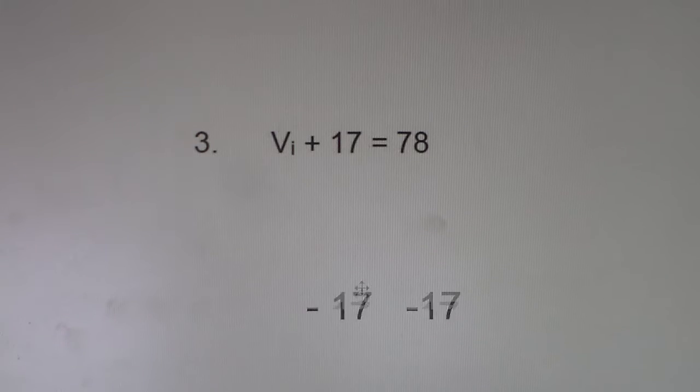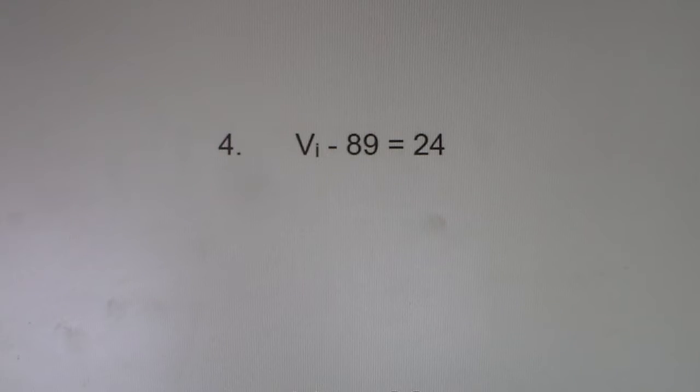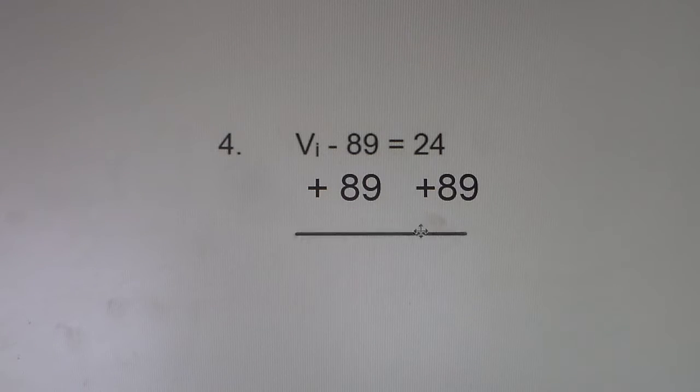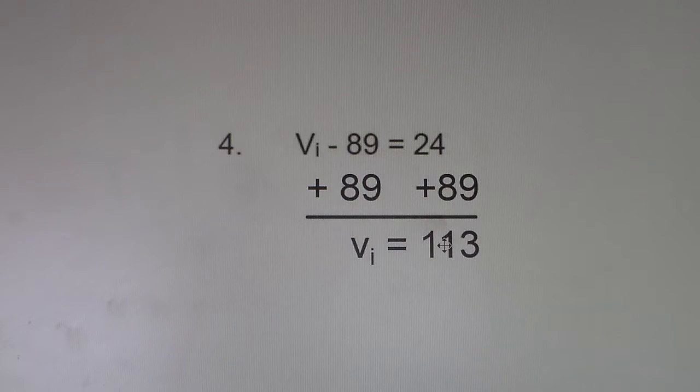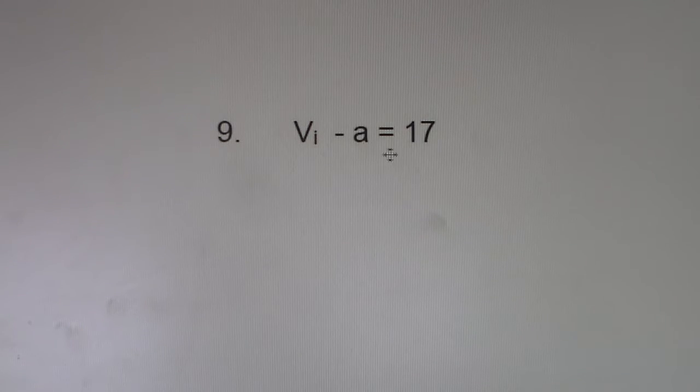Let's do problem number 3. We subtract 17 from both sides. We get that initial velocity all by itself, and we get the initial velocity is 61. Number 4, we add 89 to both sides, and we get the initial velocity to be 113. You could do 5, 6, 7, 8 on your own, but number 9.